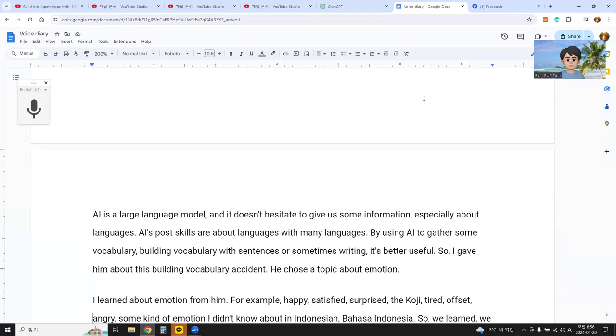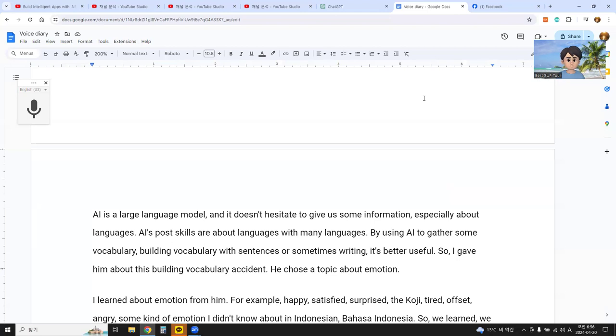AI is a large language model, and it doesn't hesitate to give us information, especially about languages. AI has good skills about languages in many languages. By using AI to get vocabulary, building vocabulary with sentences and writing is very useful. So I told him about this way of building vocabulary.